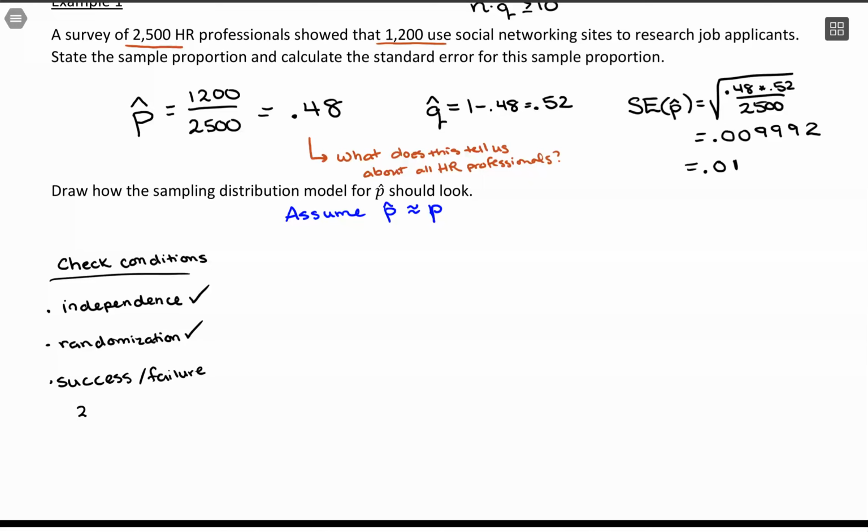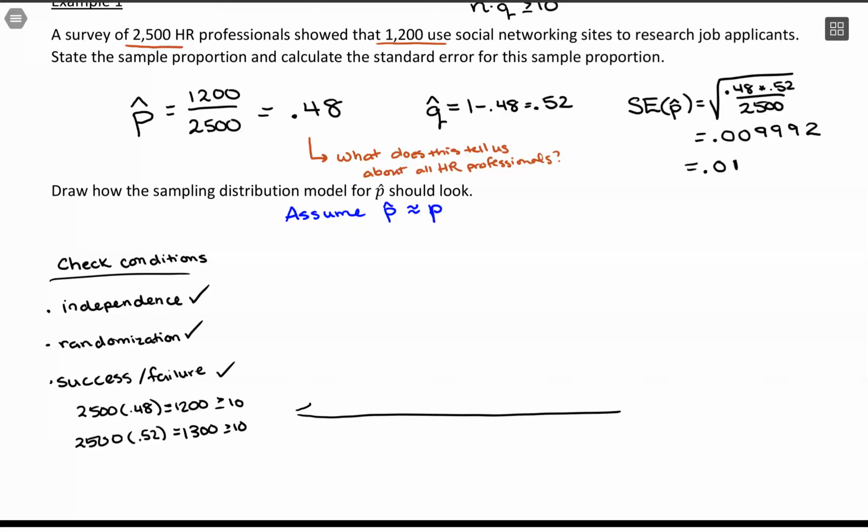So you would take the sample size of 2,500 times the 0.48, which would be that 1,200 that they got for the number of successes, and then 2,500 times 0.52 to get 1,300, and both of those are more than or equal to 10. So that means now for my sampling distribution, I can draw a bell-shaped curve.